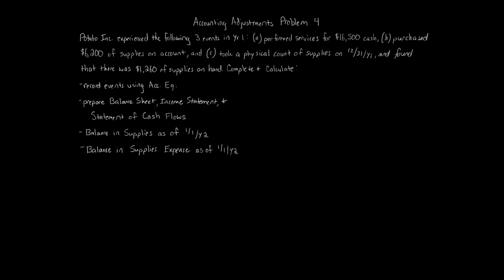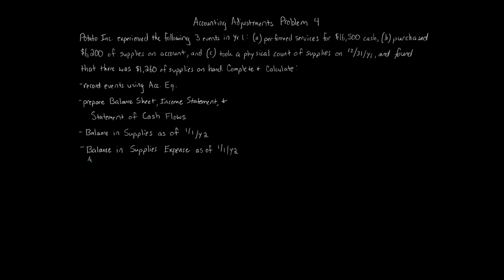Complete and calculate the following. Record events using the accounting equation. Prepare the balance sheet, income statement, and statement of cash flows. Determine the balance in supplies as of January 1st, year 2, and determine the balance in supplies expense as of January 1st, year 2. Whenever we have a list of items like this, it always helps just to start off by going through the accounting equation. We've got 3 transactions, A, B, and C. Let's go ahead, set up our accounting equation.